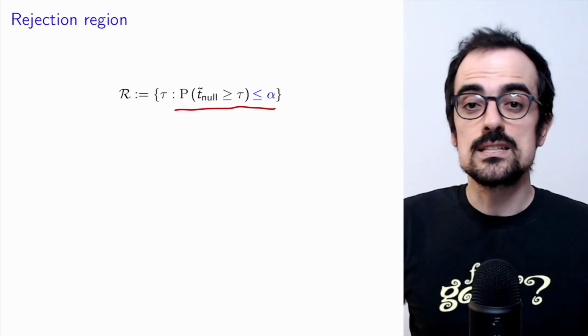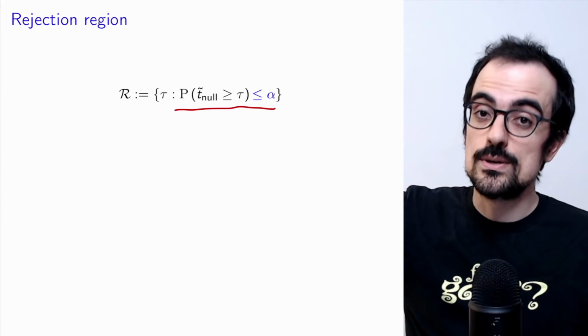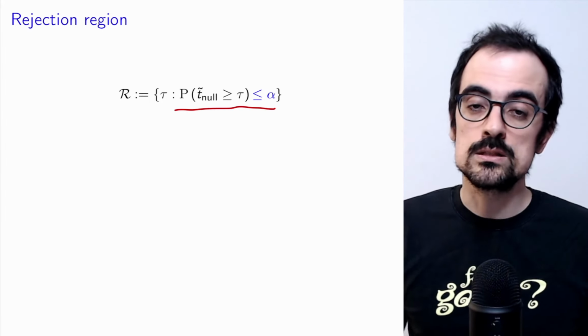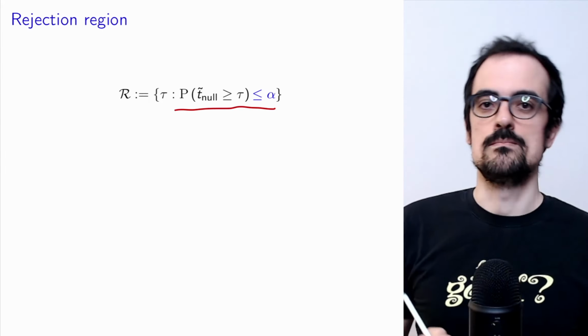Remember that the test statistic is just the number of threes that we see. If the number of threes is above a certain threshold, then the p-value is going to be below alpha. For example, if we had chosen alpha to be 0.05, the p-value will be below 0.05 and we will reject. Now we want to find what this threshold is. By definition, the threshold is the minimum value of the test statistic for which we reject, for which the p-value is smaller or equal to alpha.